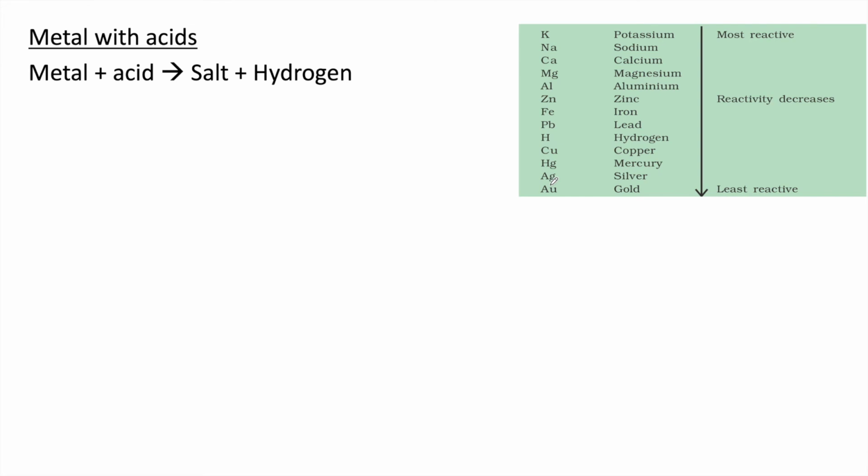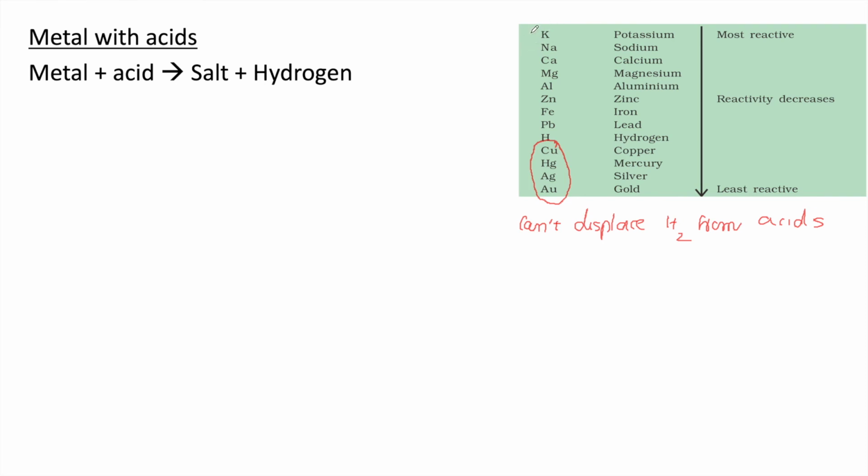So here copper, mercury, silver and gold are the metals below hydrogen. So they cannot displace hydrogen from acids. So this formula is not applicable for copper, mercury, silver and gold.